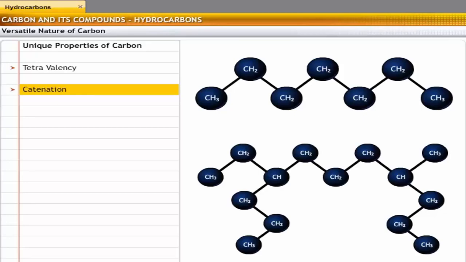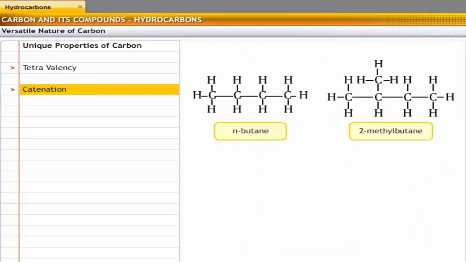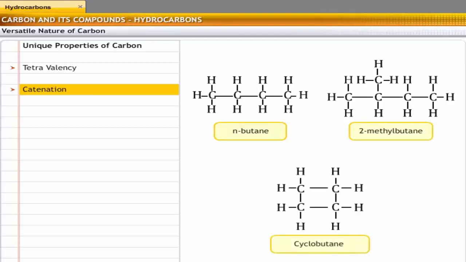Due to this catenation, carbon atoms can form various types of straight chains, branched chains, and ring structures, thus giving rise to a large number of compounds. For example, n-butane is a straight chain compound, 2-methylbutane is a branched chain compound, and cyclobutane is a cyclic compound.